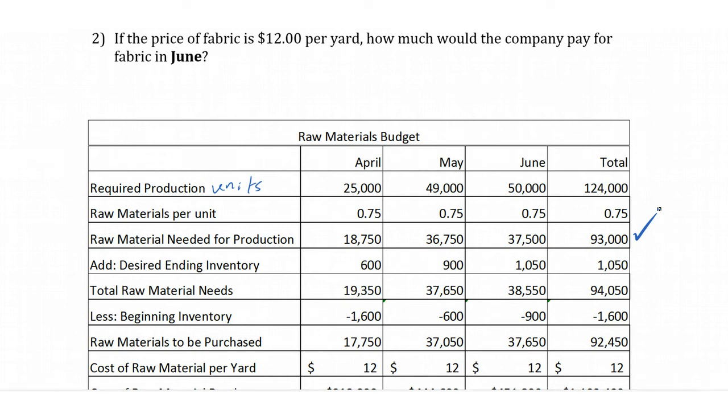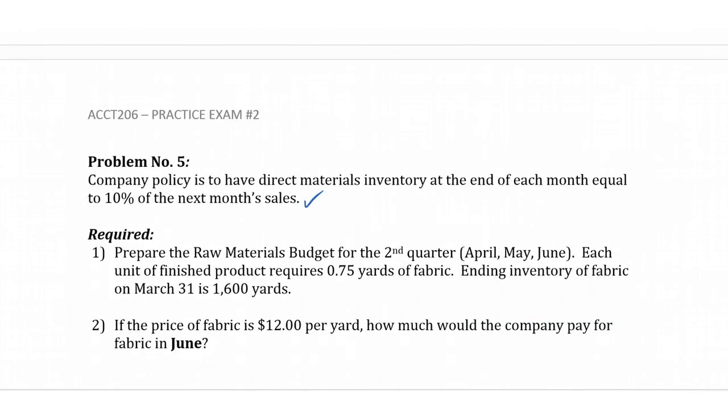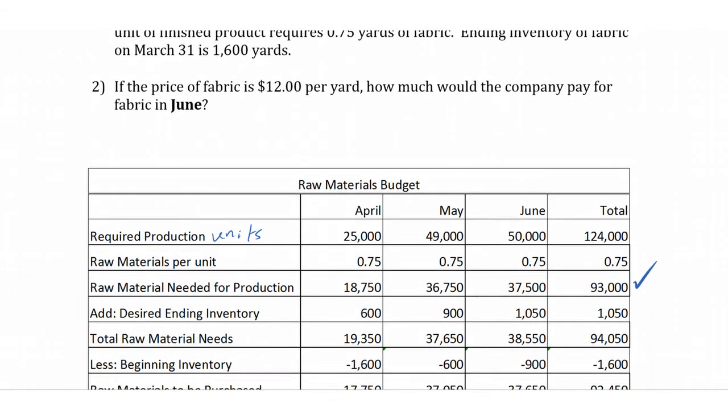Then we need to add in our desired ending inventory, and here's where I think this problem is a little bit off. It tells us that we have a policy to have direct materials on hand equal to 10% of our next month's sales. Oftentimes we would have a policy that's like 10% of our next month's production needs or our production units. So sales is a little bit weird there, I think.